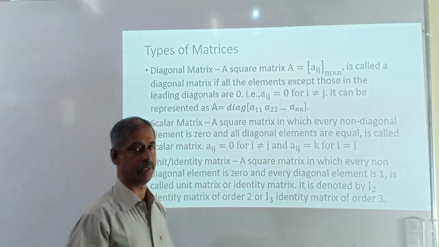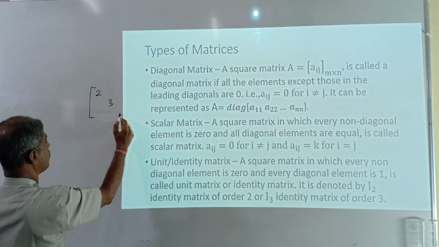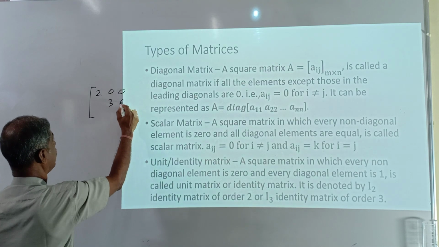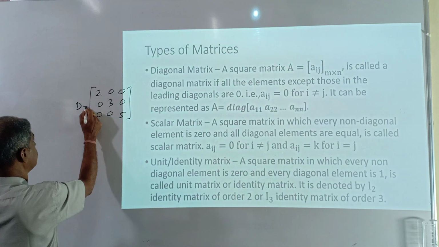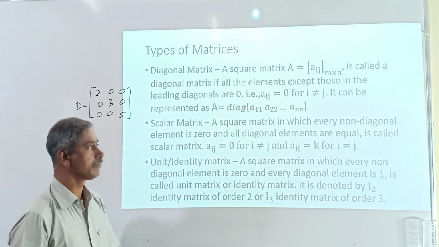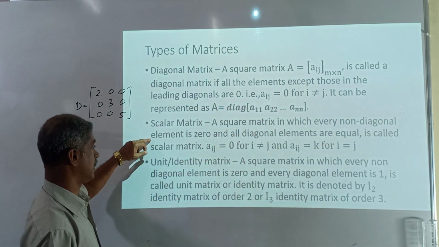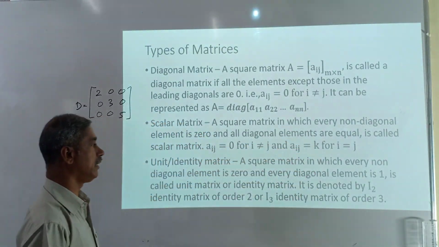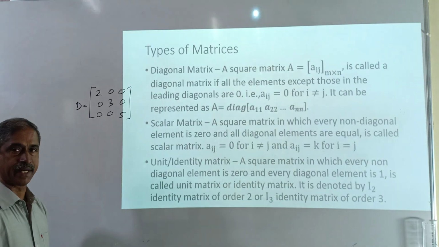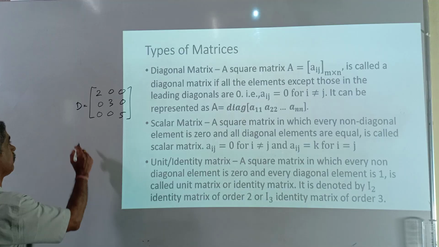Those positional entries will be 0. So I can write, say, the diagonal entries as 2, 3, 5, and the other entries are zeros. So we can call this a diagonal matrix. We have a square matrix in which every non-diagonal element is zero and all diagonal elements are equal. So we are defining a further subsidiary condition to the diagonal matrix, say, the scalar matrix.